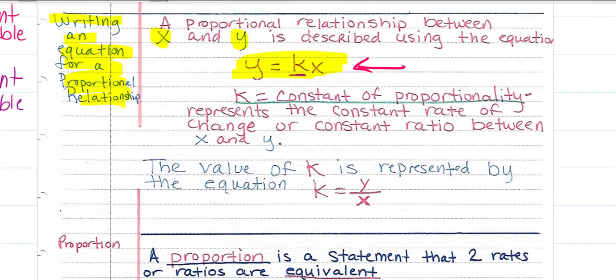When we see the letter K, it is representing what's called the constant of proportionality. It's when we see a proportional relationship and it's got this rate of change that is constant in it. So that's why we call it constant of proportionality. You will hear me address it as the constant. The letter K is the constant. Then we have these two variables, x and y.